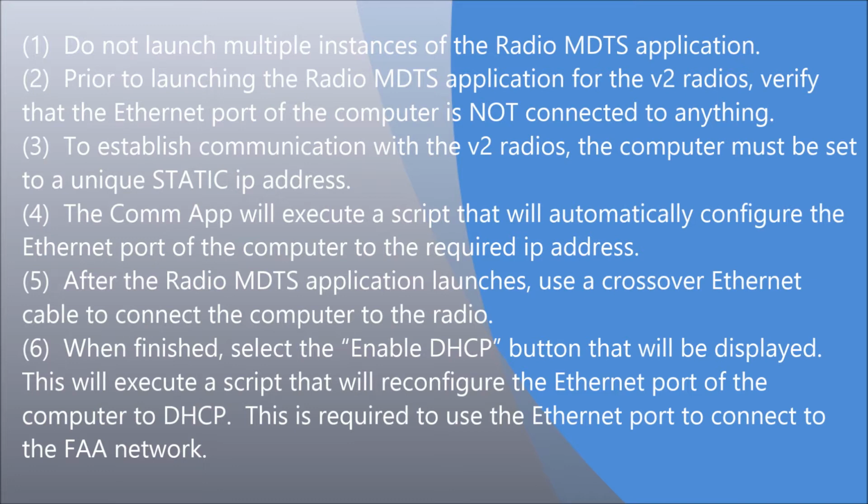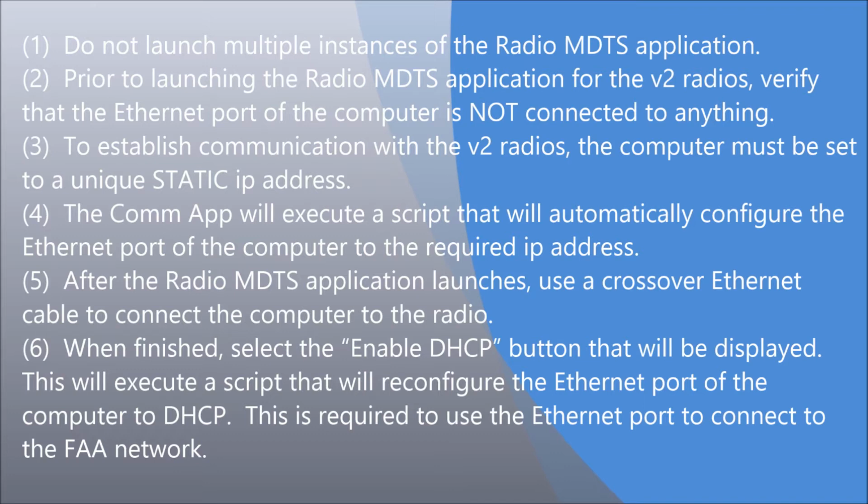Then prior to launching the Radio MDTS application for the version 2 radios, make sure that nothing is connected to the Ethernet port on your computer, sometimes referenced as also the network port. Make sure that nothing's connected to it. Next, the V2 radios require that the computer be set to a unique static IP address.